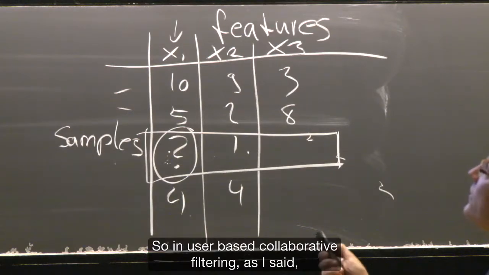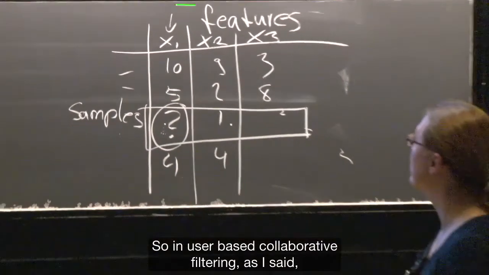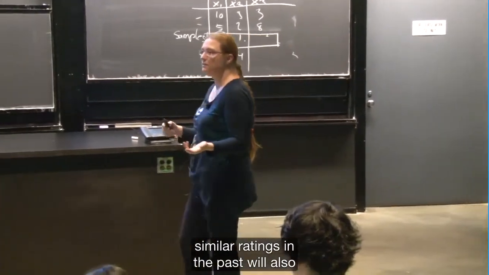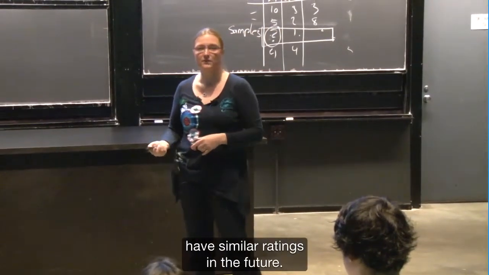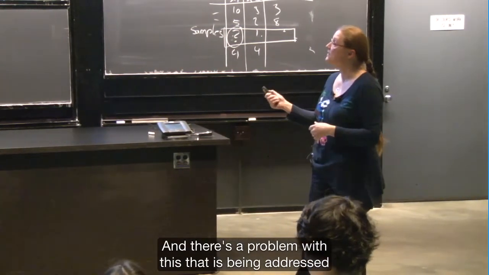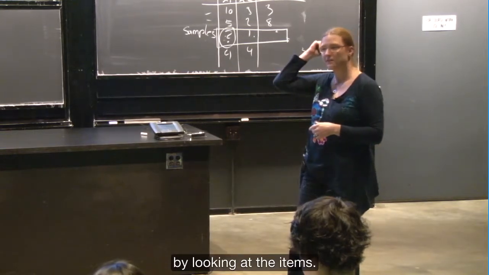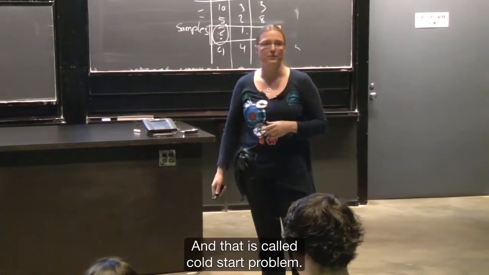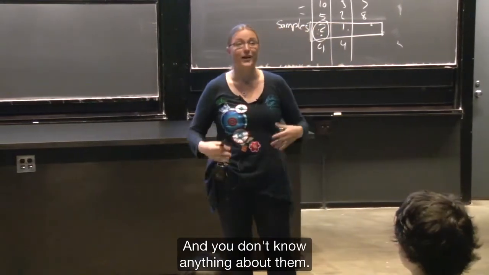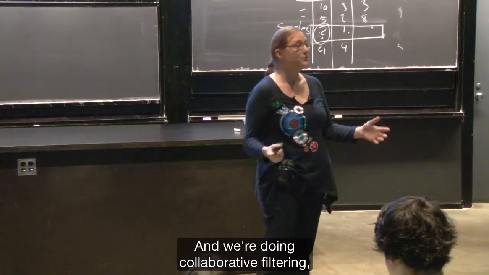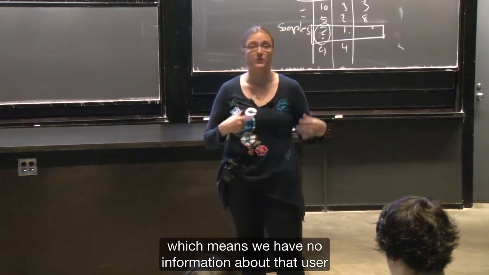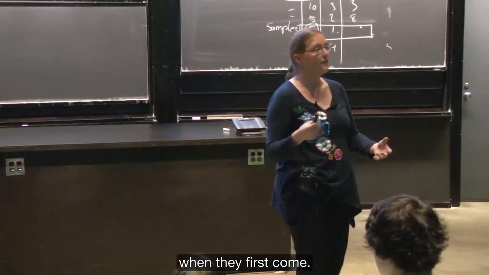So in user-based collaborative filtering, as I said, you go for the rows. So the idea is that people who have similar ratings in the past will also have similar ratings in the future. And there's a problem with this that is being addressed by looking at the items, and that is called the cold start problem. It's a new user coming into your system, and you don't know anything about them. And we're doing collaborative filtering, which means we have no information about that user when they first come.